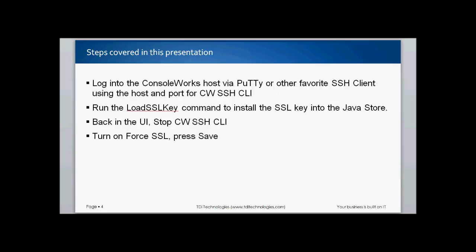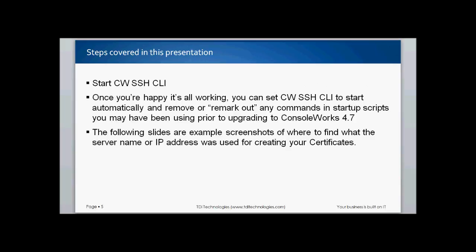Then we'll log into the ConsoleWorks host via PuTTY, in my case. And we'll use the host name and the default port of 8022. We'll run the load SSL key command so you can see that to install the SSL key into the Java store. Then we'll go back to the UI. We'll stop CW SSH CLI. We'll turn on Force SSL, always remembering to save this. And then we'll start CW SSH CLI again, and we'll test it one more time.